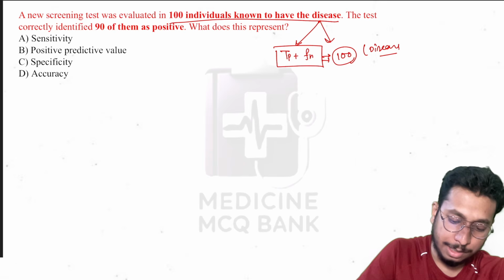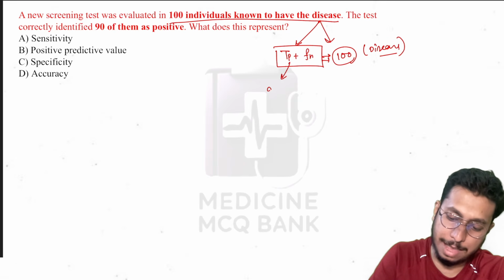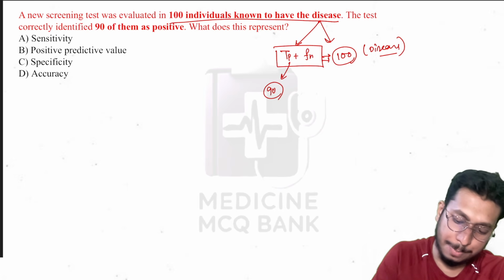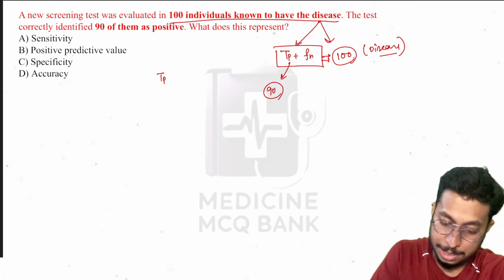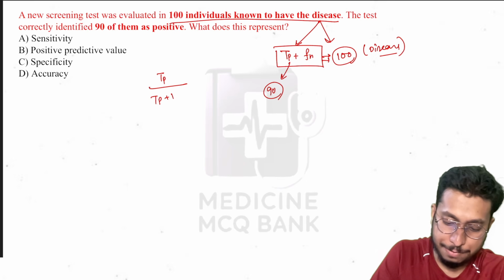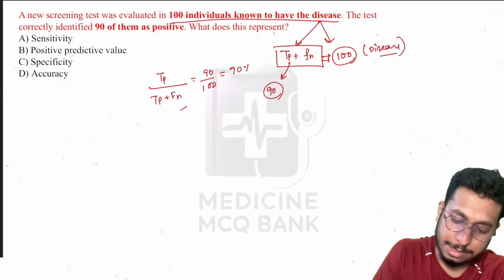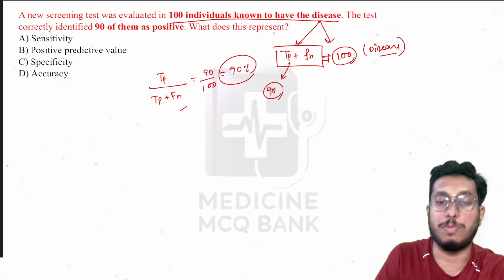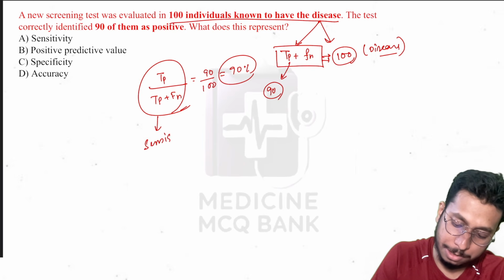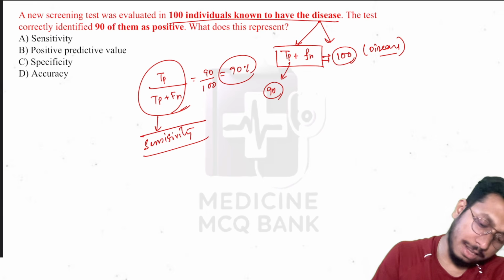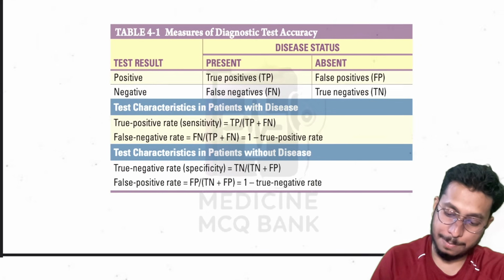Okay. The test correctly identified 90 of them as positive. So TP is 90. What does this represent? It represents TP by TP plus FN, so it is 90 by 100, that is 90%. So what does it represent? It represents the rate of true positivity. What is meant by rate of true positivity? It is nothing but sensitivity. Okay, now as you can see from this Harrison table too.